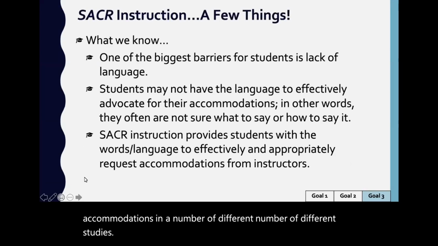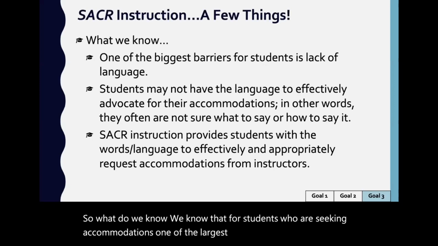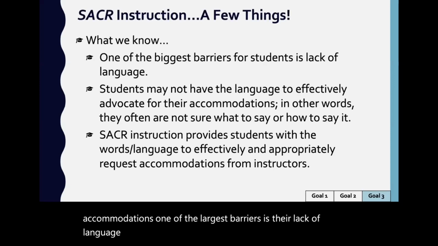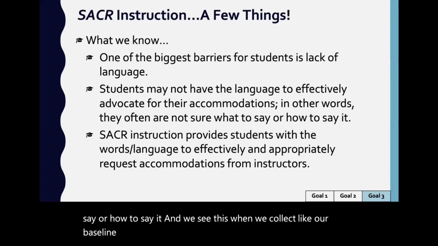So what do we know? We know that for students who are seeking accommodations, one of the largest barriers is their lack of language. In essence, it's really that they just don't know what to say or how to say it. And we see this when we collect our baseline data, and we see students just hand the paper and say, here are my accommodations.